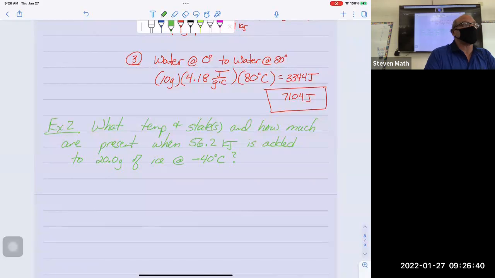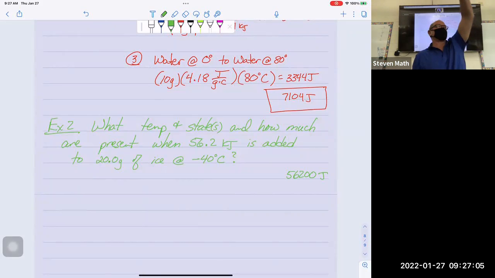You guys know how to do this, yes? We used to know how to do this, yes? I think we know. So here's the deal. You start out with 56,200 joules in the bank, and you just keep deducting until you run out of energy.